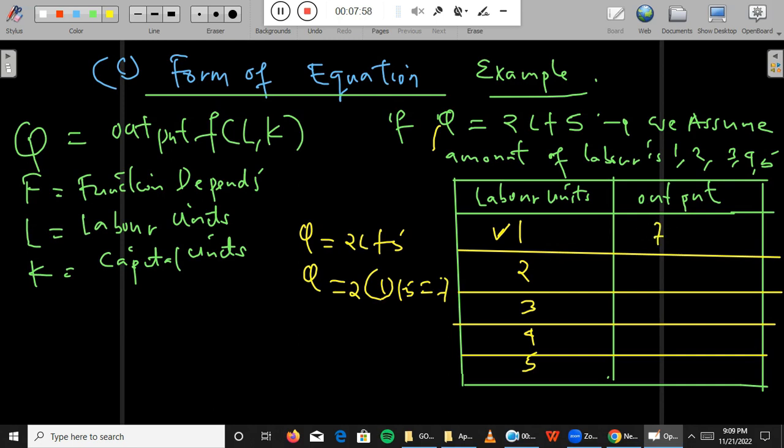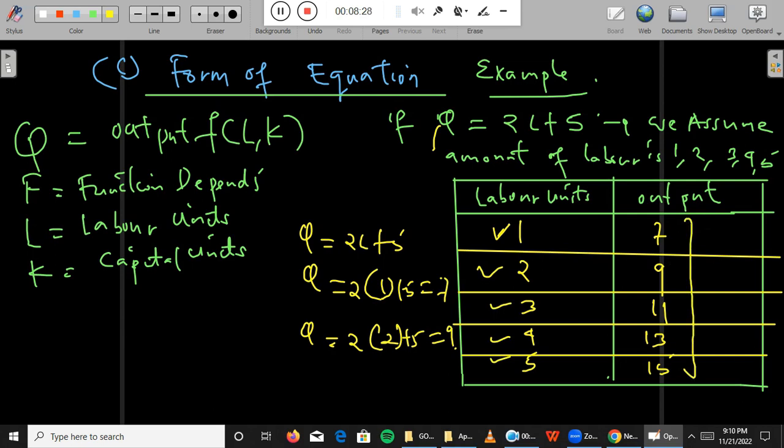So when we plug in 2, it will be 2 times 2 plus 5. The answer will be equal to 9. The same we apply for the third and the last input factor. So we obtain 11, 13, and 15. So that is how we present it.